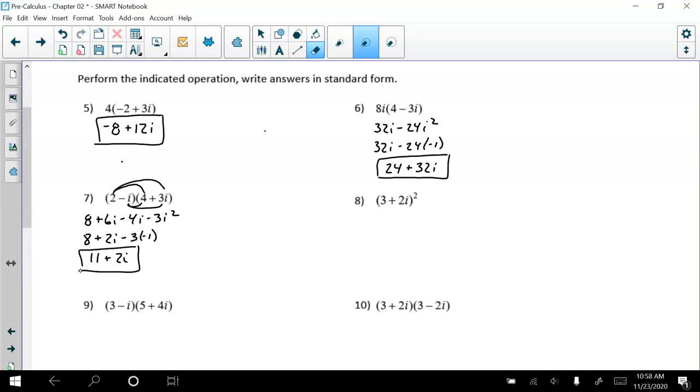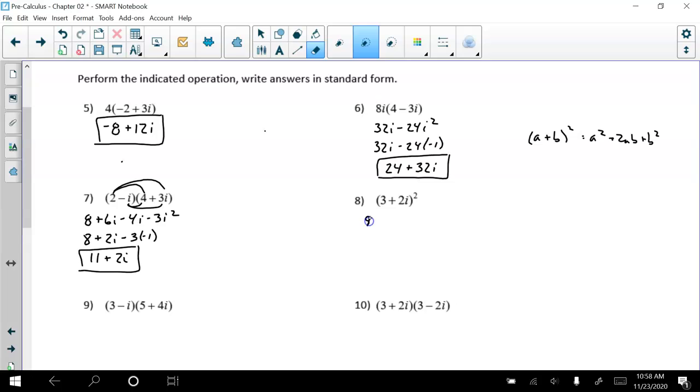Number 8, 3 plus 2i squared. If you remember the pattern, a plus b squared, you get a squared plus 2ab plus b squared. Or you can write this twice. I'm going to show you the shortcut.